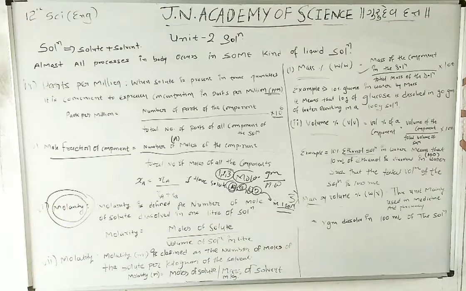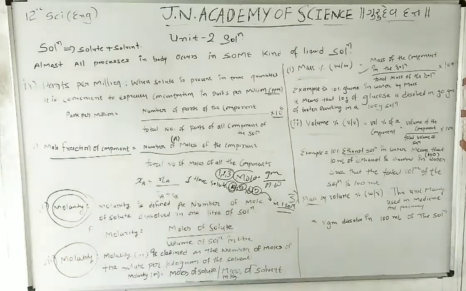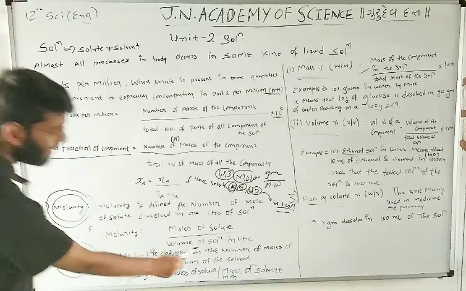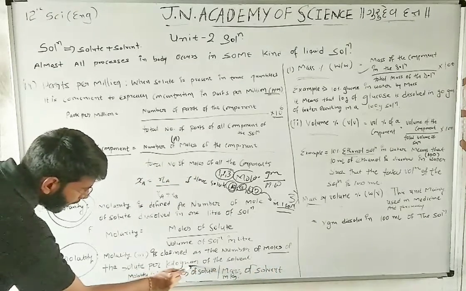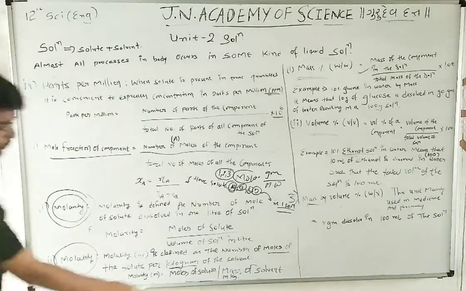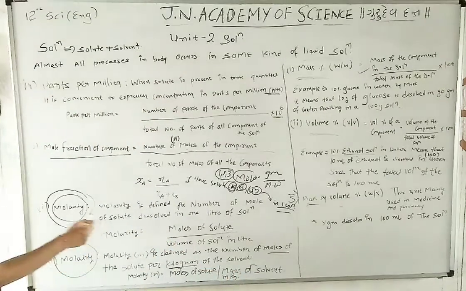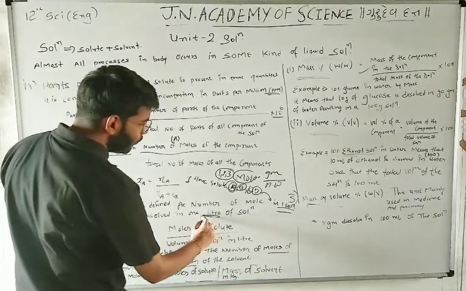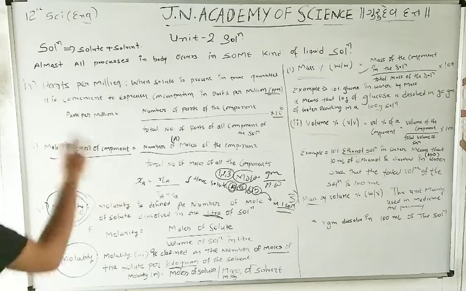After that, molality. It is the same as molarity, but the difference is that it is defined as the number of moles of the solute per kilogram of the solvent. Moles of the solute divided by mass of solvent in kilograms. Here we talk about liters, volume. Molarity is in terms of volume and molality is in terms of kilogram.